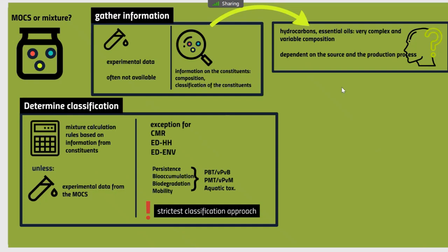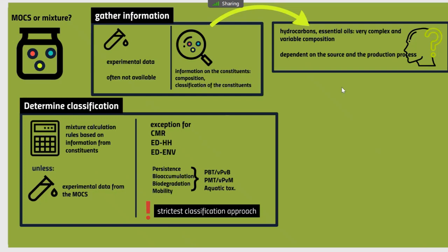However, this is an exception. There's an exception for a couple of hazard classes. For example, CMR substances, which are carcinogenic, mutagenic, and reprotoxic hazards. The endocrine disrupting hazards for human health and environment, and the characteristics like persistence, bioaccumulation, biodegradation, and mobility. And these can influence the hazard classes PBT, PMT, and aquatic toxicity.